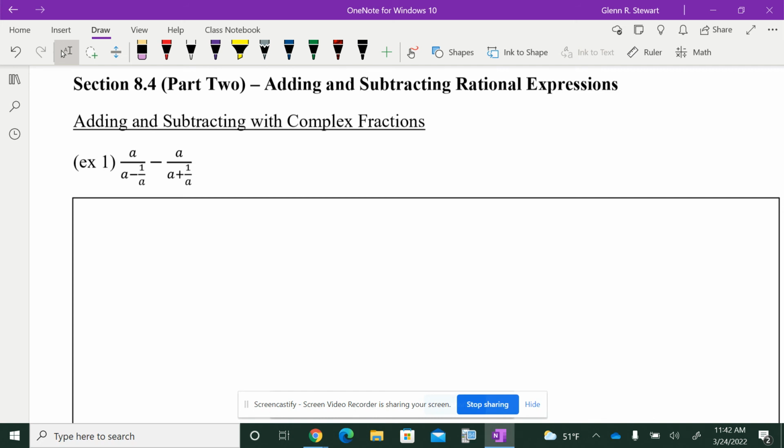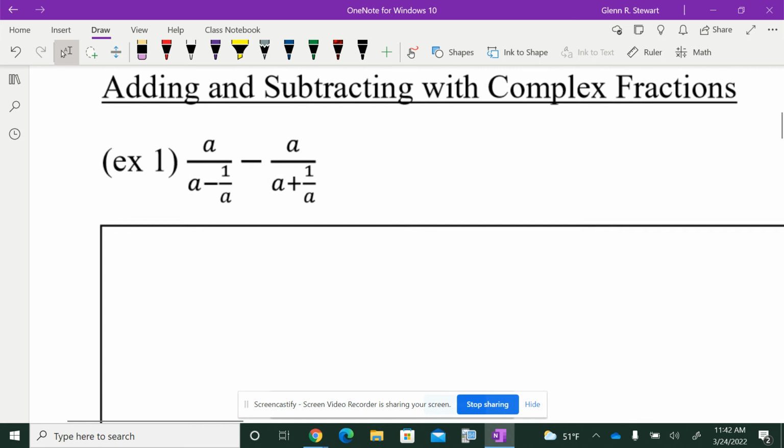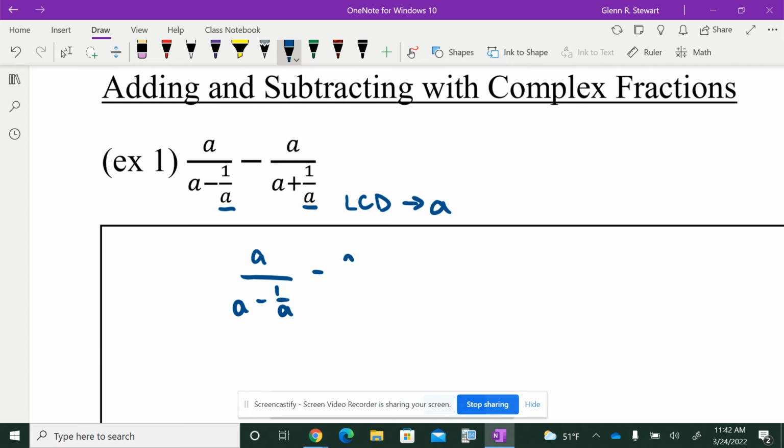Today we're going to talk about adding and subtracting complex fractions. First thing that we want to look at when we have a double fraction is what that smaller fraction's least common denominator is going to be. So we want to find the LCD, which ends up happening to just be A. So I'm going to rewrite this problem as A minus 1 over A minus A over A plus 1 over A. And I'm going to multiply it all by A over A.